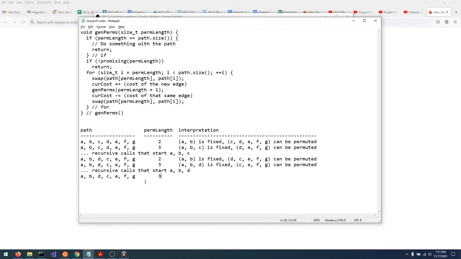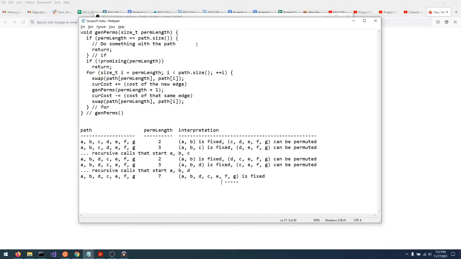If I had this with a 7, that means that A, B, D, let's say A, B, D, C, E, F, G is fixed. But every time we added an edge, we added something like this. We added the cost of a new edge like this one. Or we added the cost of the BD edge, or we added the cost of DC, CE, EF, FG. We've never added the cost to close the cycle.